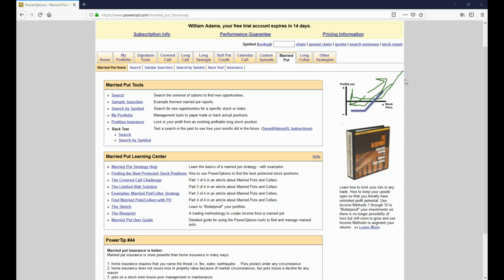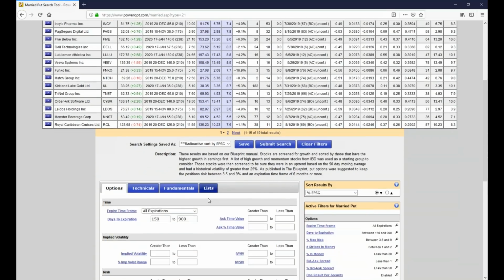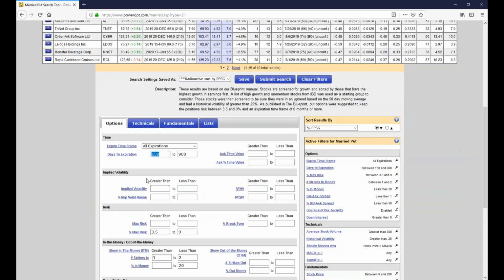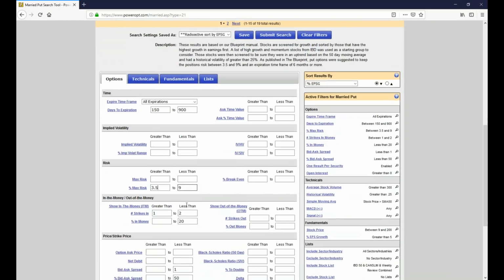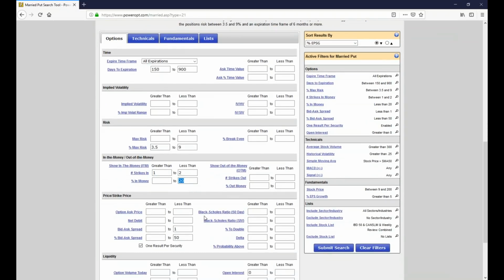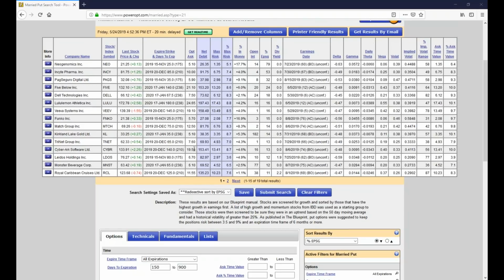Standard structure, again, is buying the stock, buying a slightly in the money put option. And if I go to the default search here, you can see the criteria. So we're looking to buy a put against the stock at least 150 days out in time. Want to keep my percentage at risk between 3.5% to 9%. I don't want to go more than 20% in the money. Why? Deeper in the money you go, the lower risk you have. But at the same time, you have a lower expectancy of profit.